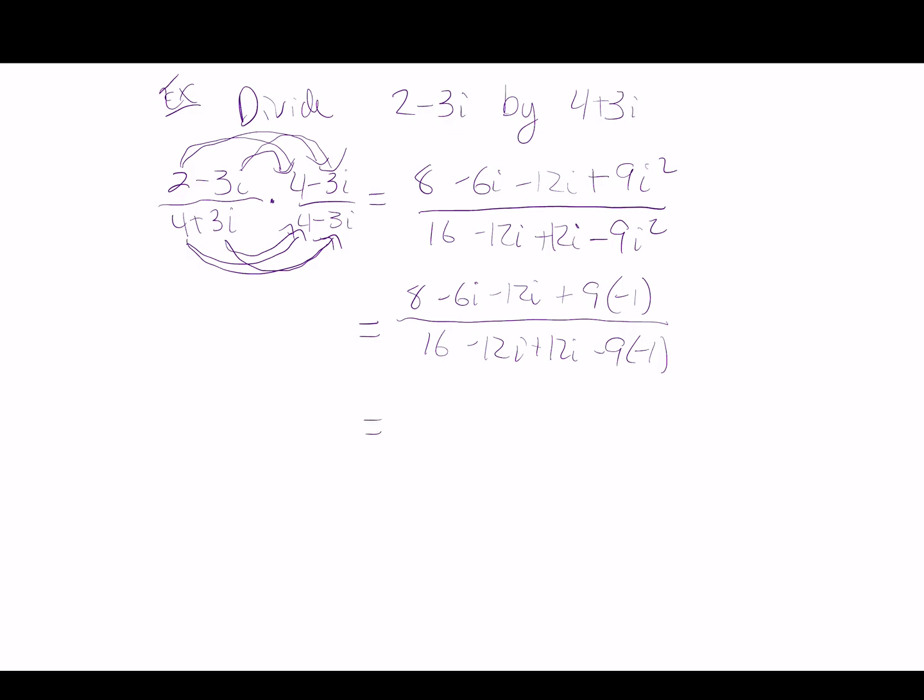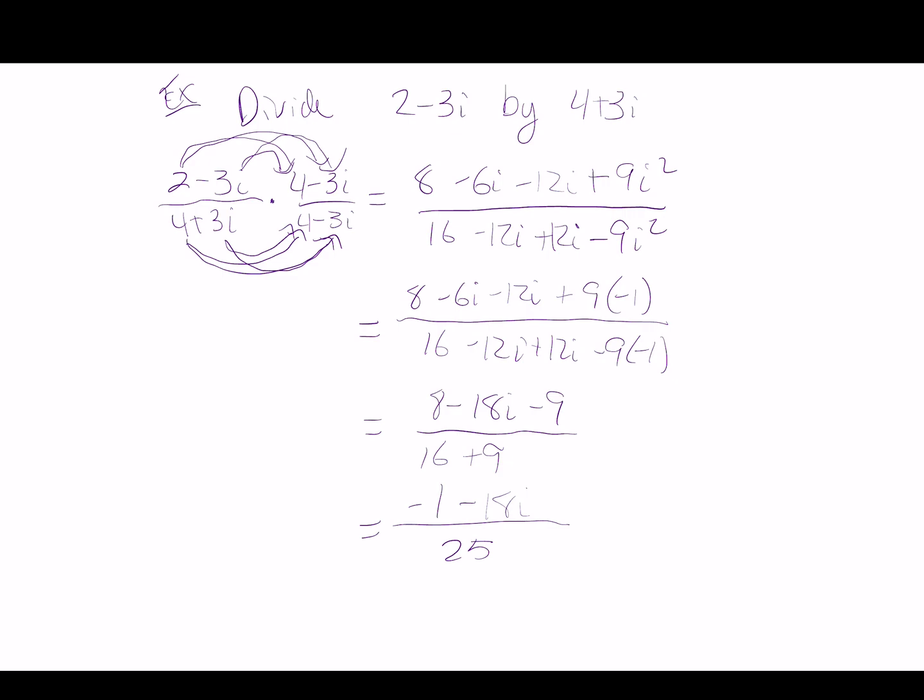In the numerator, 8 minus 6i minus 12i is 8 minus 18i minus 9, all over 16 minus 12i plus 12i. Those cancel out. So we have 16 plus 9. And then 8 minus 9. Sorry, 8 minus a negative 9. No, that's not right. 8 minus 9 is negative 1, minus 18i, all over 16 plus 9, which is 25.